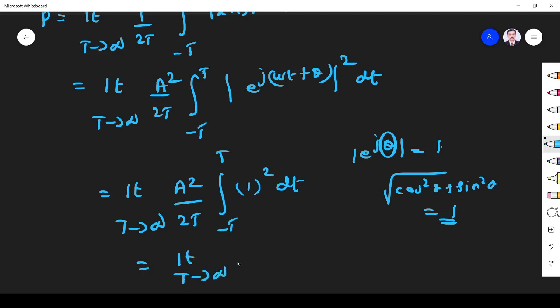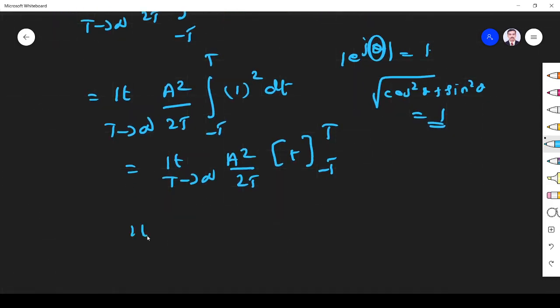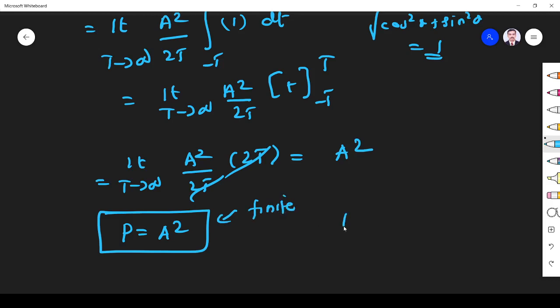Limit t tends to infinity, A squared by 2t, the integral gives 2t. If you substitute the limit, you will get 2t. So it cancels, and my answer is A squared. I cannot apply t tends to infinity to A. So power is A squared. We got power, it is finite, in terms of the amplitude of the complex exponential. Power is finite means surely energy must be infinity.